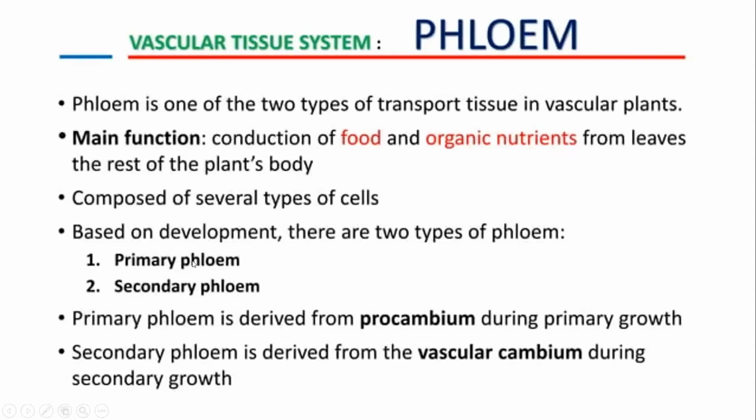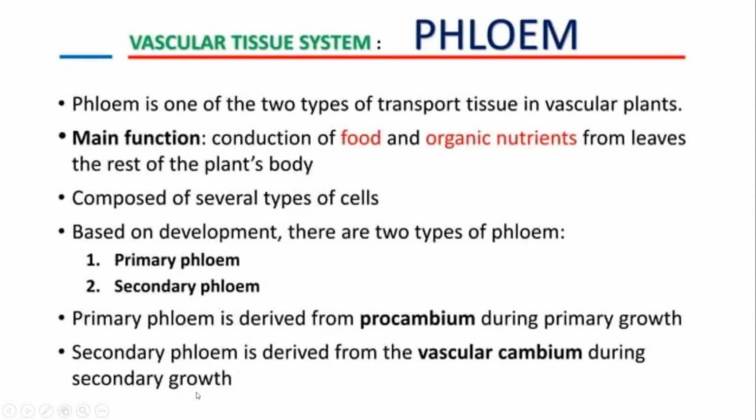Based on development, there are two types of phloem: primary phloem and secondary phloem. Primary phloem is derived from the procambium during primary growth, and secondary phloem is derived from the vascular cambium during secondary growth.